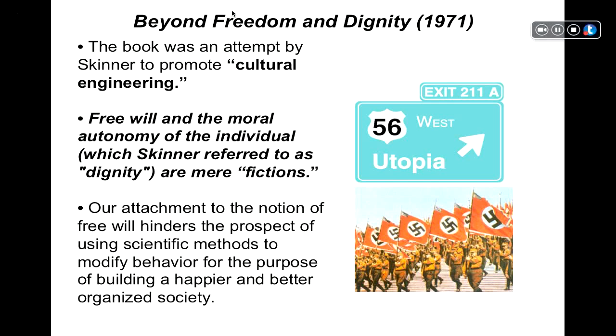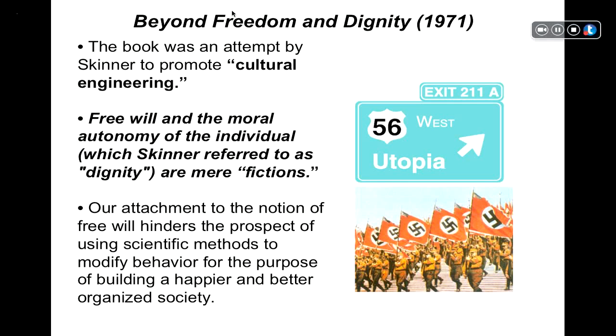Well, the book was not well received by a number of people. Certainly it was an intellectual tour de force. It was an interesting idea, but it wasn't received well by the majority of the general population.